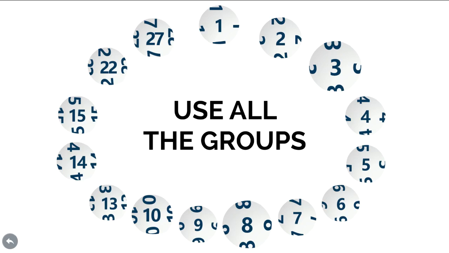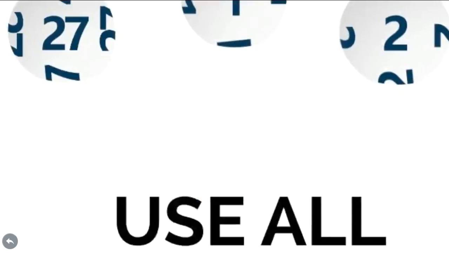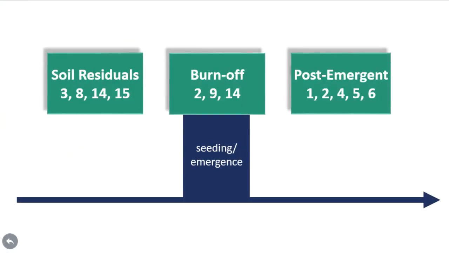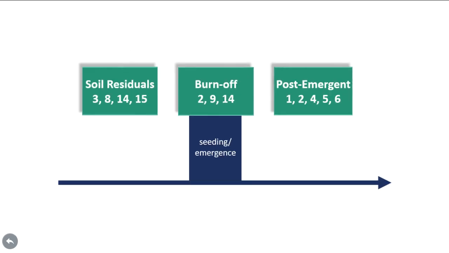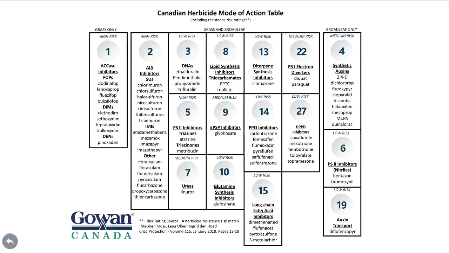Regarding herbicides, use all the modes of action and use all of the timings, including soil residuals, pre-seed burn-off, and in-crop. Too much reliance on in-crop will lead to problems with groups 1, 2, and 4. Too much pre-seed burn-off will lead to problems with groups 2, 9, and 14. And too much reliance on soil residuals will lead to problems with groups 3 and 8. Balance is the key.